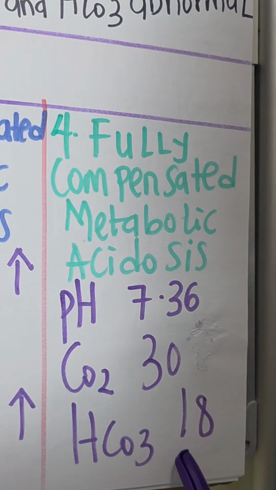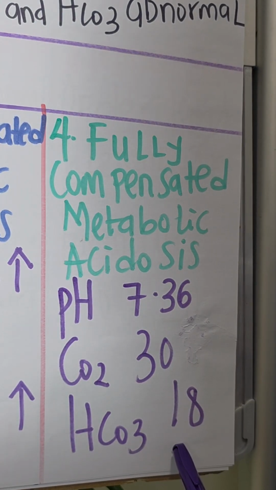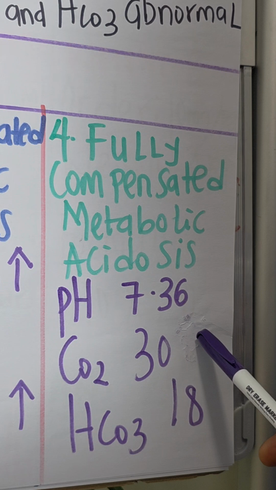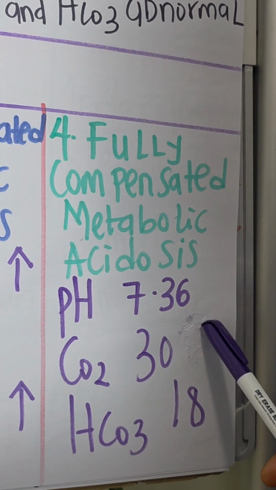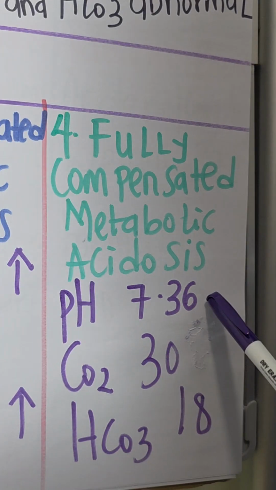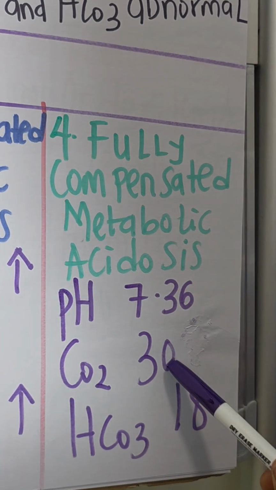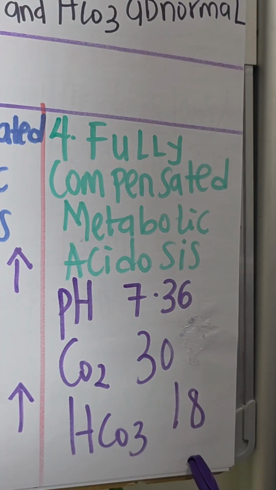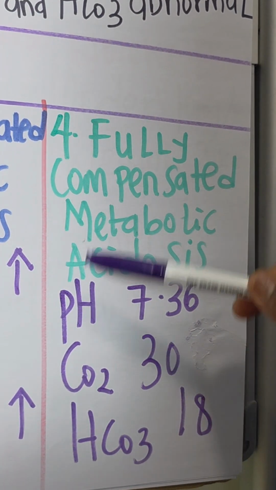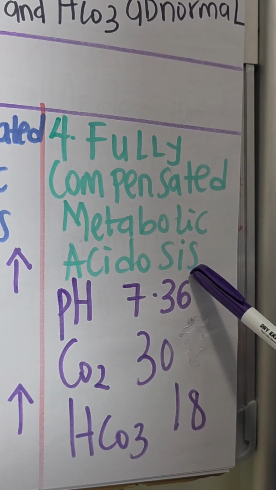Now let's take a look at the bicarbonate. The bicarbonate is 18, which is low. Now look at the CO2. The CO2 is 30, which is low. The lungs have fully blown off the carbon dioxide to help raise the pH. The pH is now back in the normal range, but the CO2 and the bicarbonate are still abnormal. This tells us that this is fully compensated. So, fully compensated metabolic acidosis.